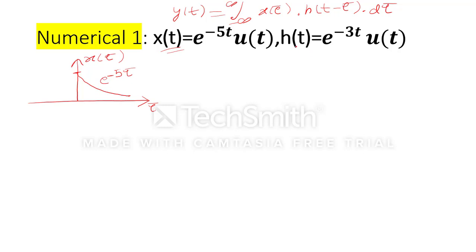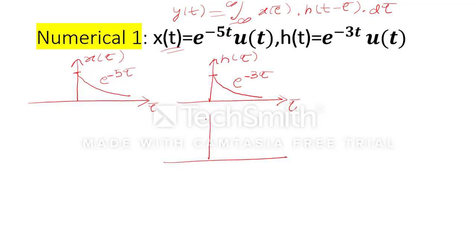Now next, because here h(t minus tau) is there, first we will plot h(tau). h(tau) will look like this only. It is nothing but e^(-3 tau), and this is the tau axis. Because we need to find h(t minus tau), we have to perform a folding operation over here. So h(minus tau) will be the mirror image of this signal. The mirror image will look like this.